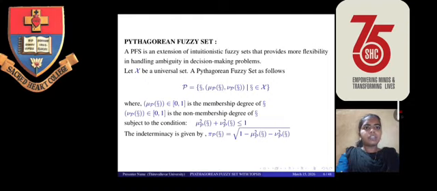P equals {(x, mu_P(x), nu_P(x)) such that x belongs to X}, where mu_P(x) belonging to [0, 1] is the membership degree of x, and nu_P(x) belonging to [0, 1] is the non-membership degree of x, subject to the condition mu_P squared of x plus nu_P squared of x is less than or equal to 1. The indeterminacy is given by pi_P(x) equal to the square root of 1 minus mu_P squared of x minus nu_P squared of x.